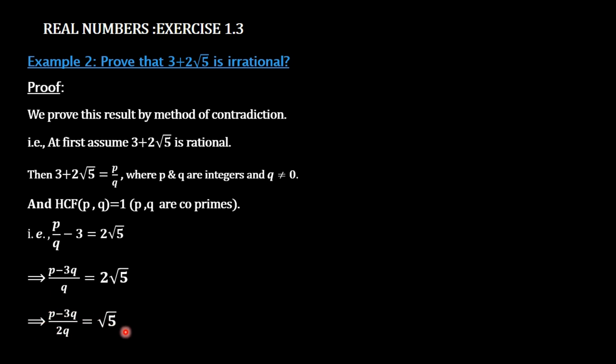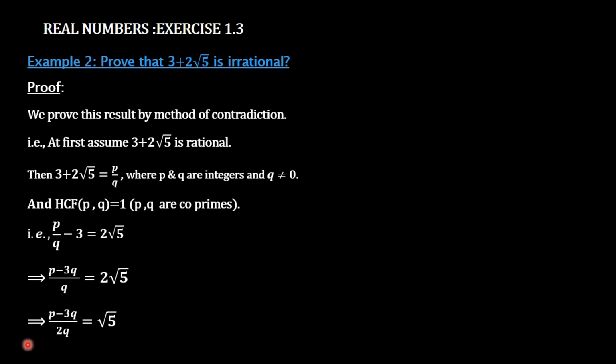That is, root 5 equals an integer by another integer. Q not equal to 0 implies 2Q not equal to 0. A number is rational if it is equal to an integer by another integer. Similarly, we got root 5 equal to an integer by another integer, and the denominator is non-zero.